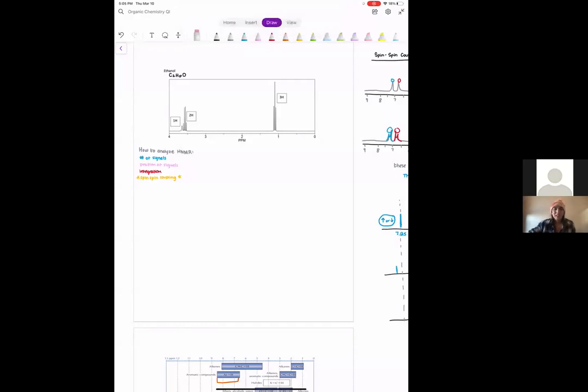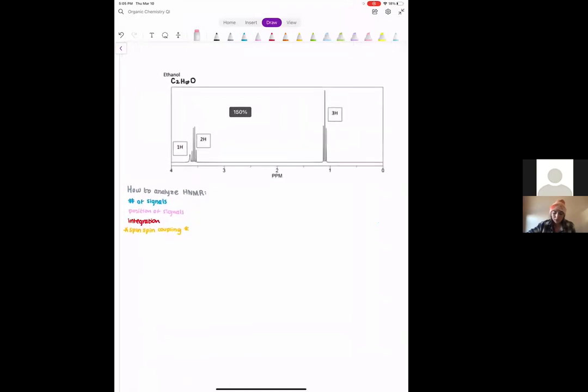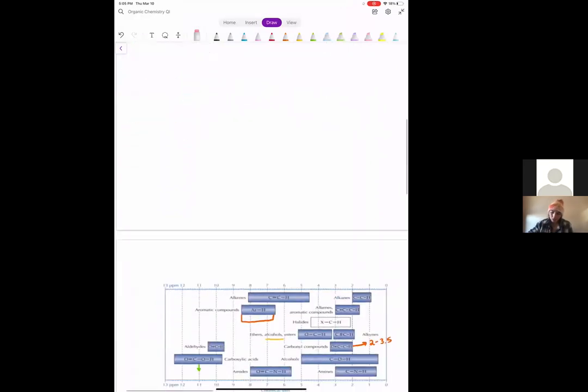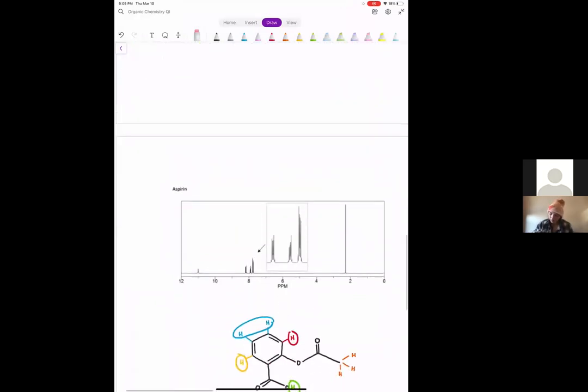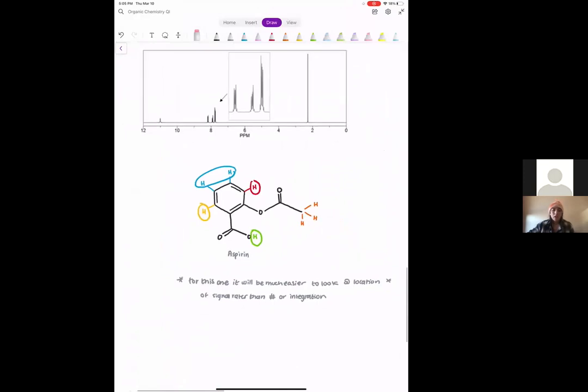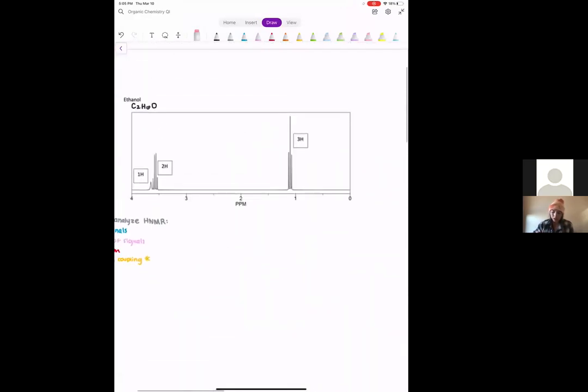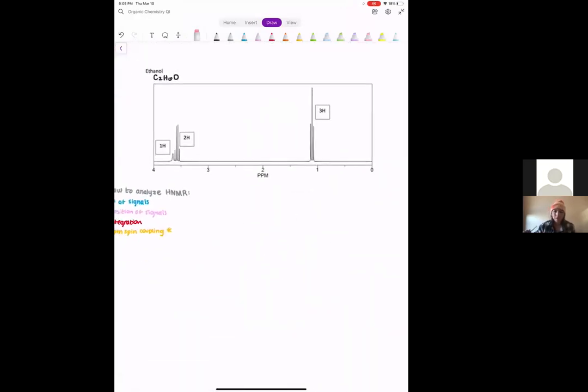All right. Hello, my name is Maggie, and today I'm going to be analyzing some proton NMR spectra. First, I'm going to be analyzing the spectra of ethanol, C2H6O, and then just to show you a more complicated example, I will be analyzing the spectra of aspirin. So let's start off with the spectrum of ethanol.